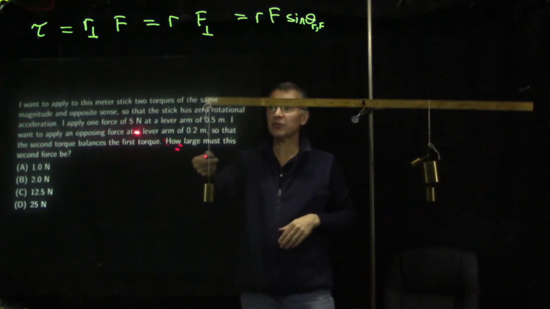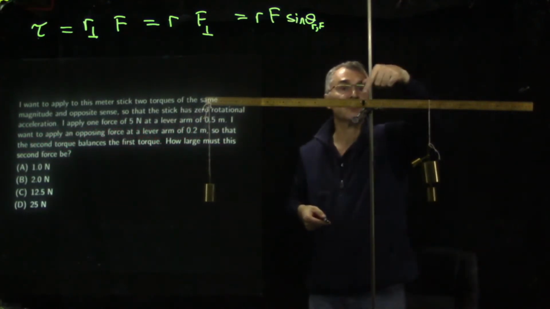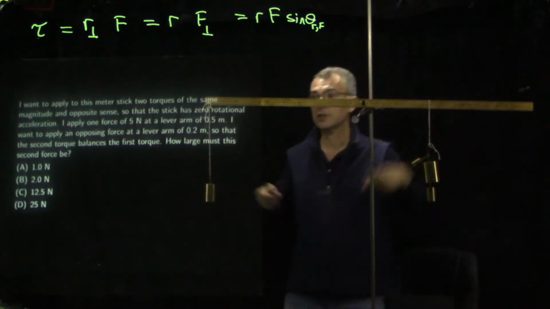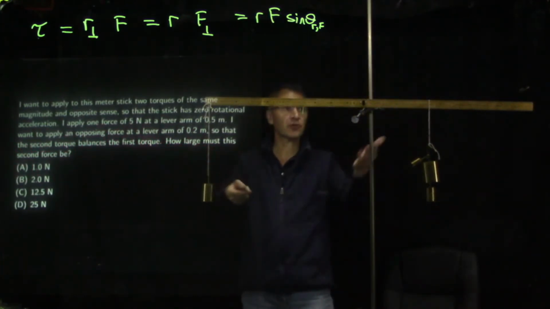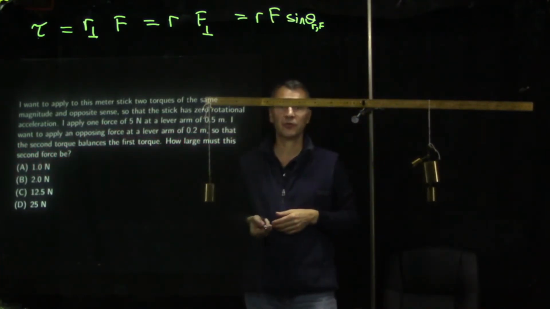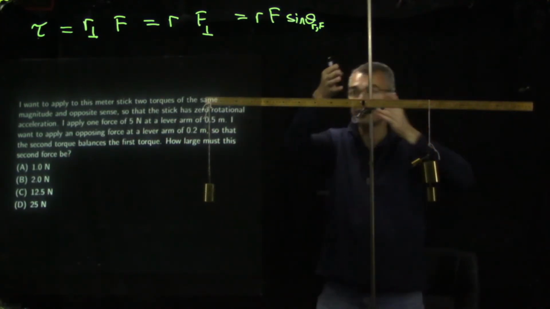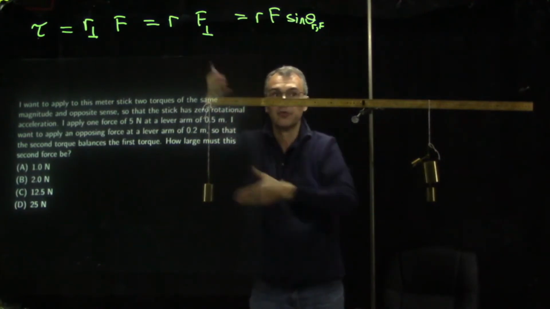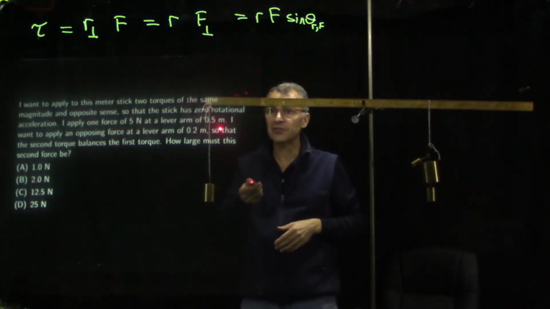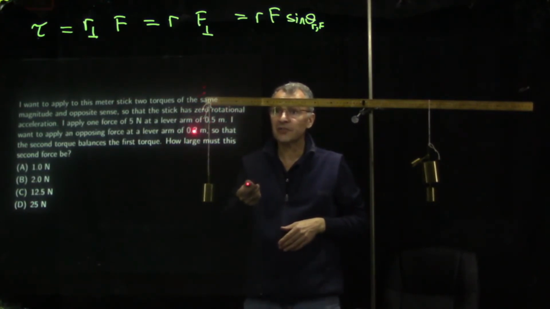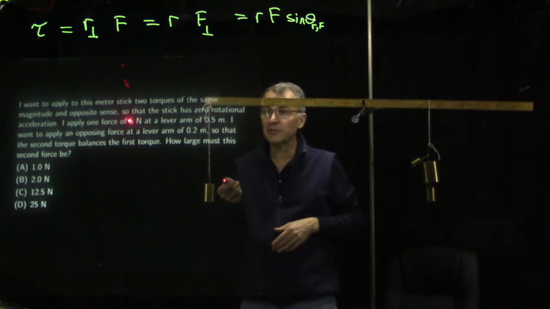I want to apply an opposing force at a lever arm of 0.2 meters. So there's 0, 0.1, 0.2, so that the second torque balances the first torque. How large must this second force be? Well, I think you want horizontal distance times vertical force equals horizontal distance times vertical force. So if this is 5 newtons at a half meter, then this is 2/5 the distance, so we must have 5 halves the force. So that's 5 times 5 over 2, which is 25 over 2, which is 12.5. So I think we need 12.5 newtons.